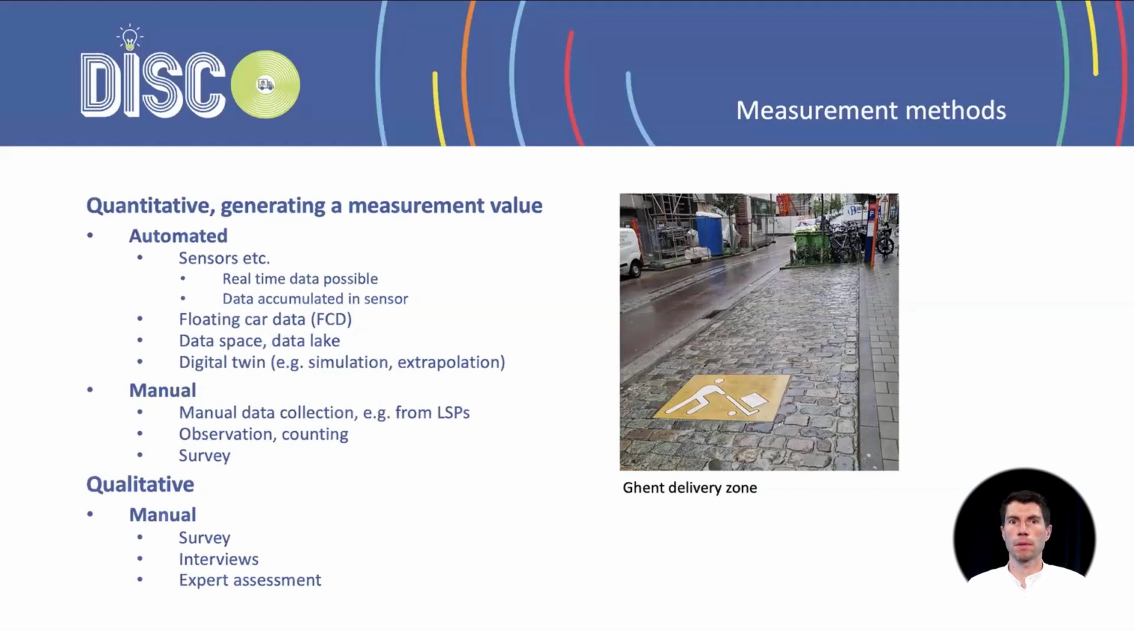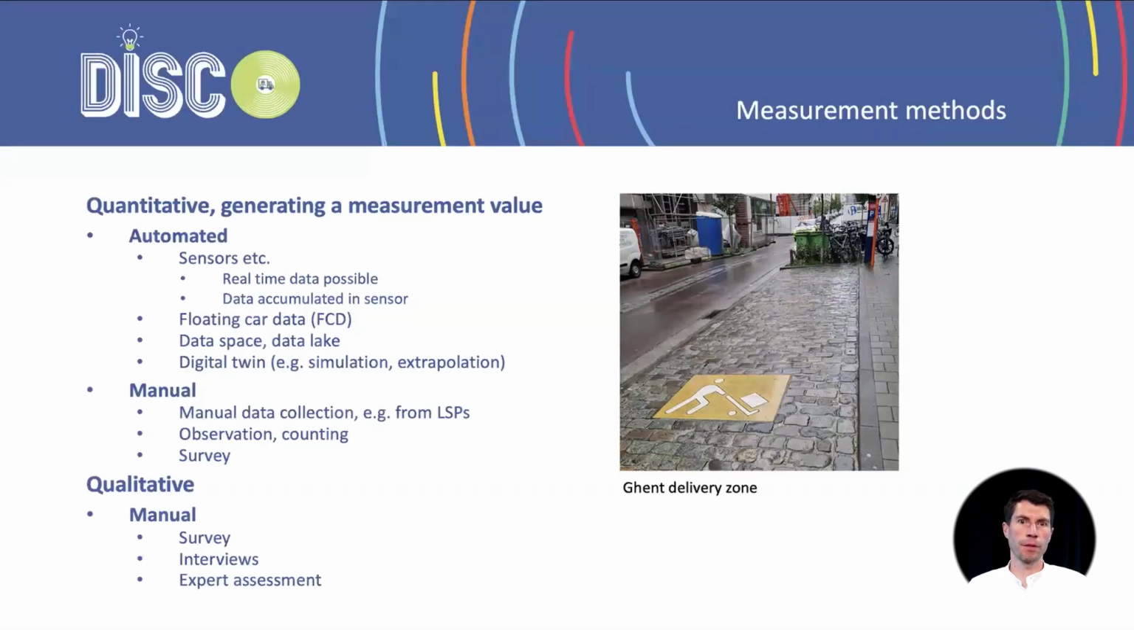Measurements can be either quantitative or qualitative. Quantitative measurements are either automated or manual. Automated measurements can be made, for example, with sensors mounted in the road infrastructure of a city. It could, for instance, measure vehicles stopping at the delivering zone, such as the one in Ghent, shown in this picture.